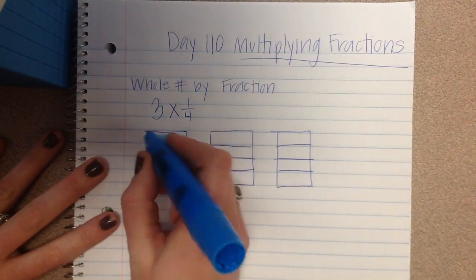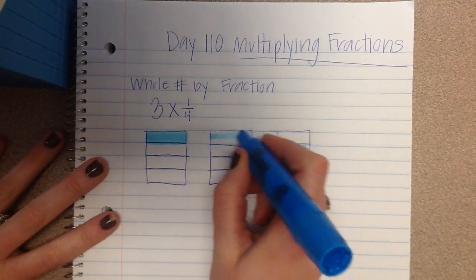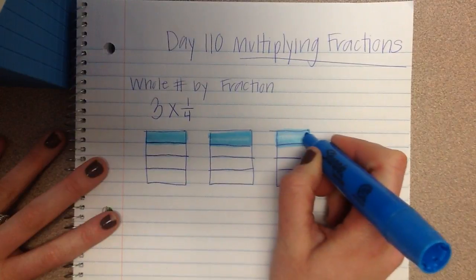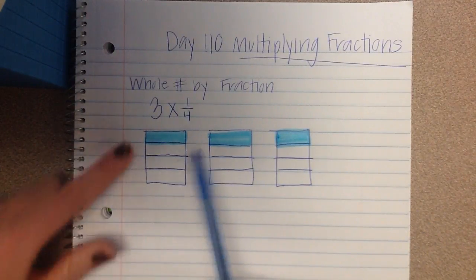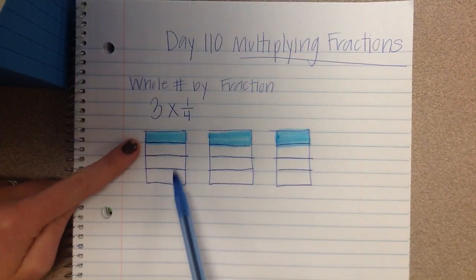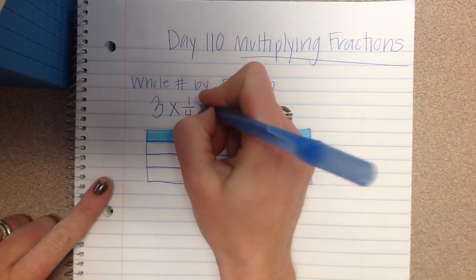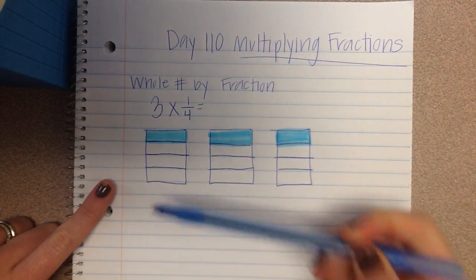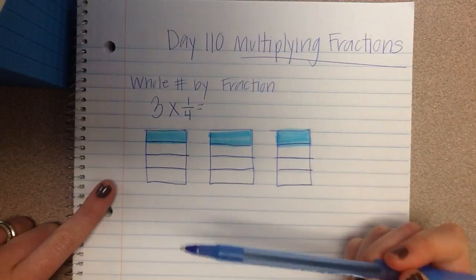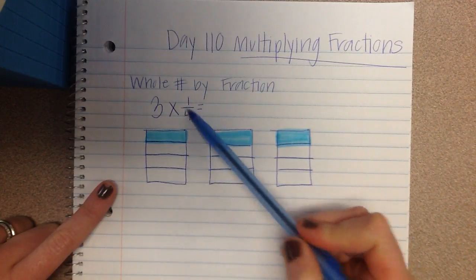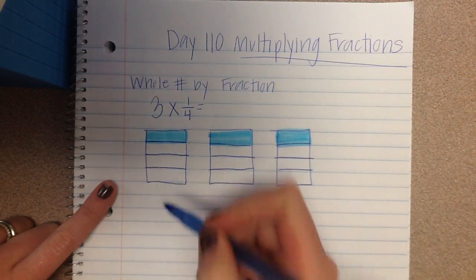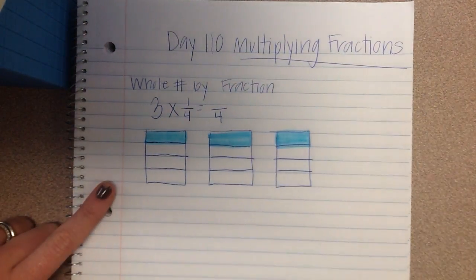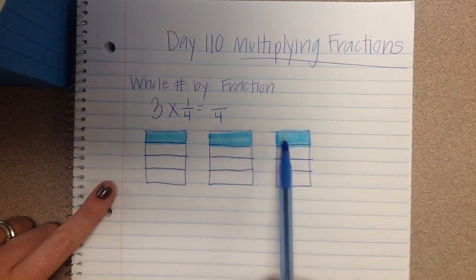So if I color in 1, 2, 3. So I've colored in 1/4 of each. So now this is a tricky part. I count not how many parts I have, but how many parts per one I have. And I have 1, 2, 3, 4, so I know my denominator is going to be 4. Now I'm going to count 1, 2, 3.